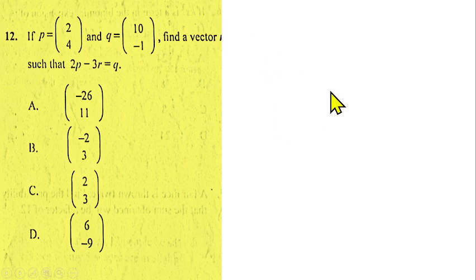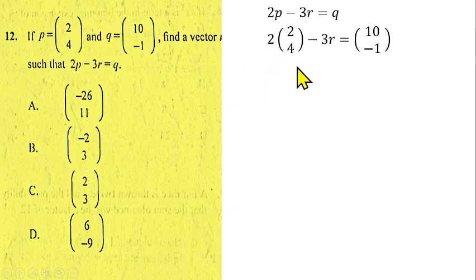So how do we do that? You are given the equation 2P minus 3R equals to Q. So you have to put this vector and this vector here. So P is 2, 4. So if you put that here, you have 2 into 2, 4 minus 3R equals to Q, which is 10 and minus 1. From there, this 2 is a scalar to multiply this column. So you have a 4 and 8. 2 times 2 gives us 4. 2 times 4 gives us 8, minus 3R equals to 10 and minus 1.